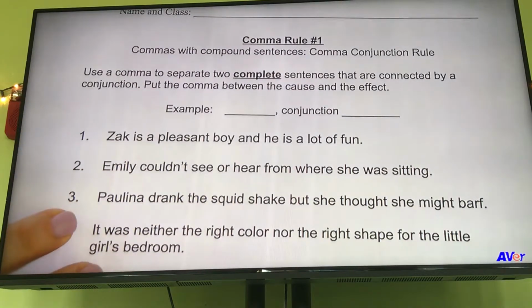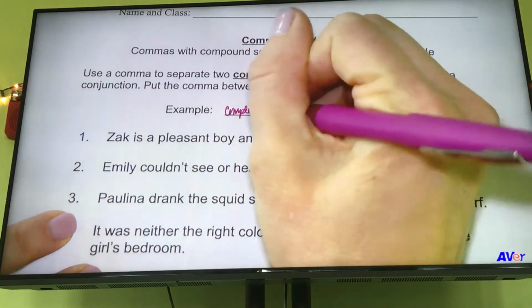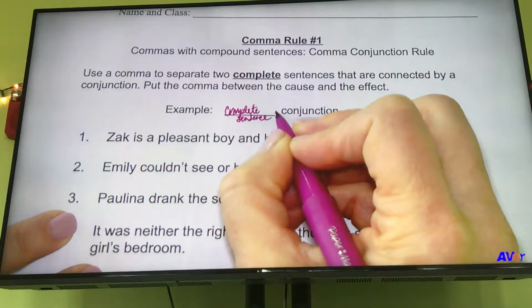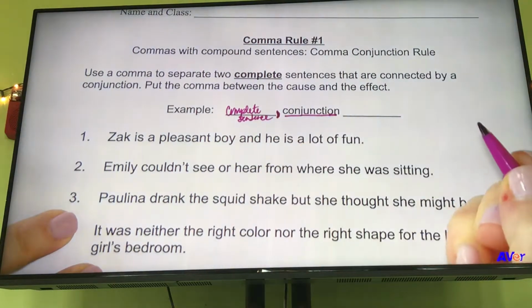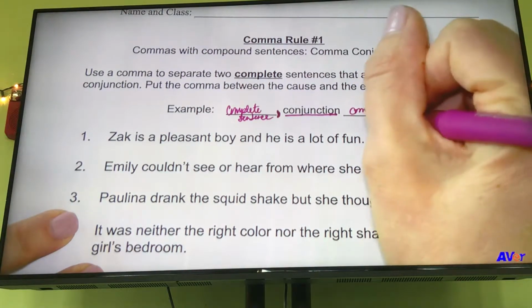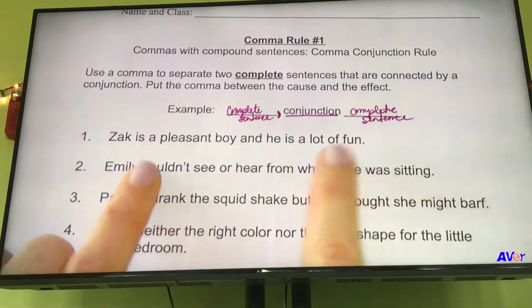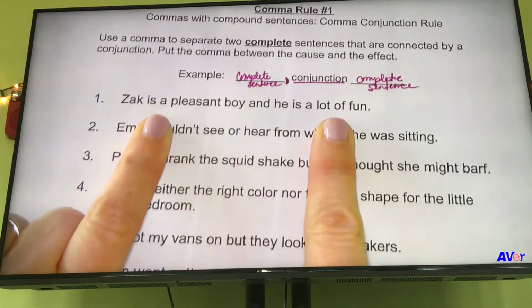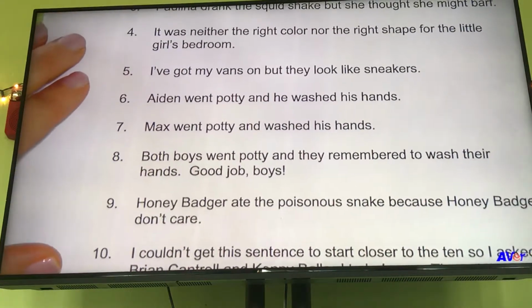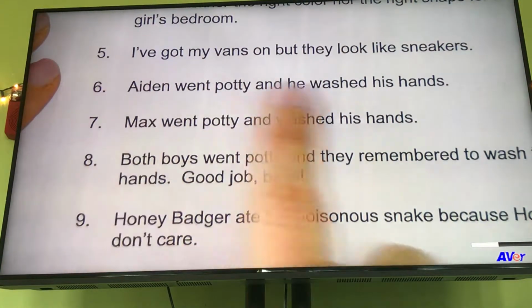Okay, so common rule number 1 is usually a complete sentence, comma, a conjunction, so you've got and, but, or, whatever, and then another complete sentence. So a subject and a predicate. When we look at the very first one, actually, I'm going to give you as examples 6 and 7 instead. They're very similar, but they're different.